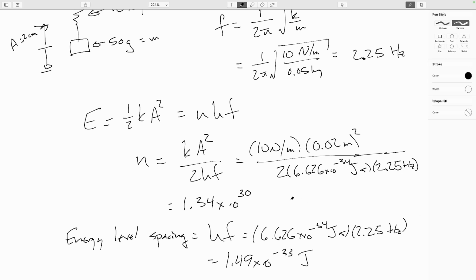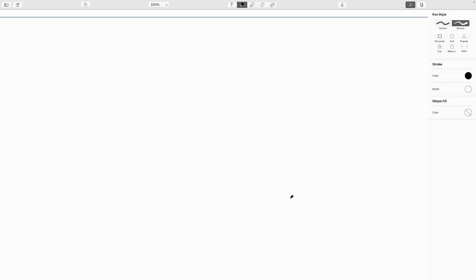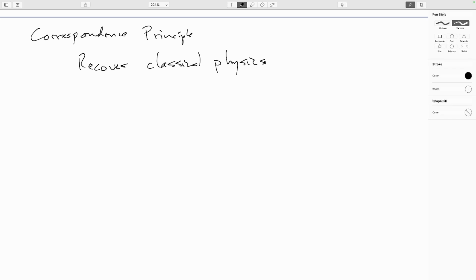So this is going to be something that we see in general, and I'll try to tag in on this idea on the way the correspondence principle works for quantum mechanics. Is that you recover classical physics in the limit of large quantum numbers.